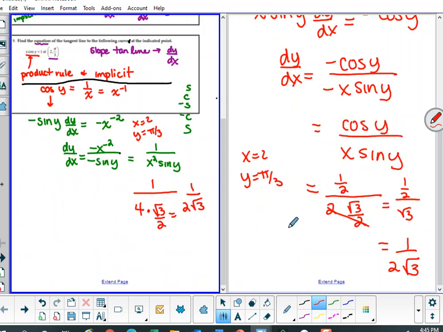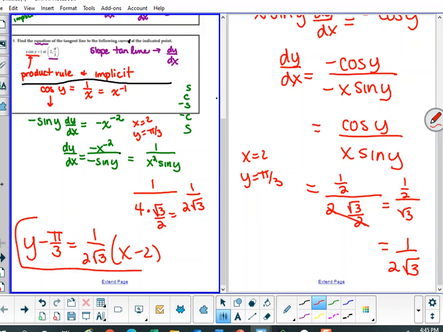So if we just want to finish this problem, why not? How about y minus pi over 3 equals 1 over 2 root 3 times x minus 2. There's your line. It's not beautiful, but there it is.